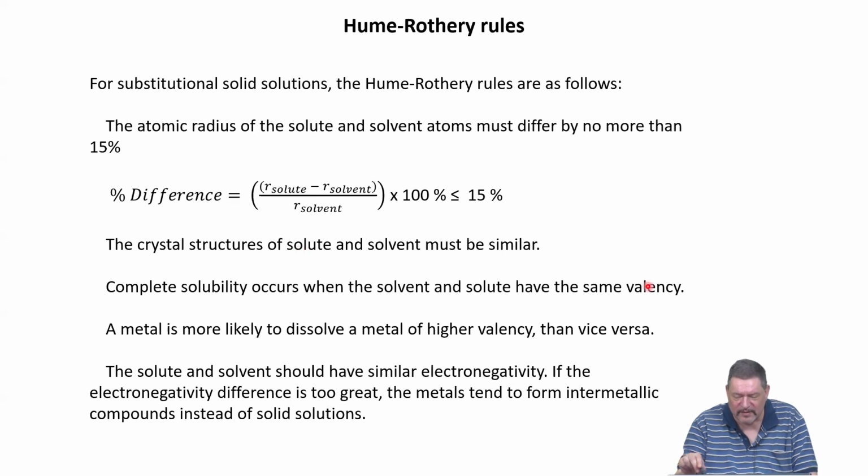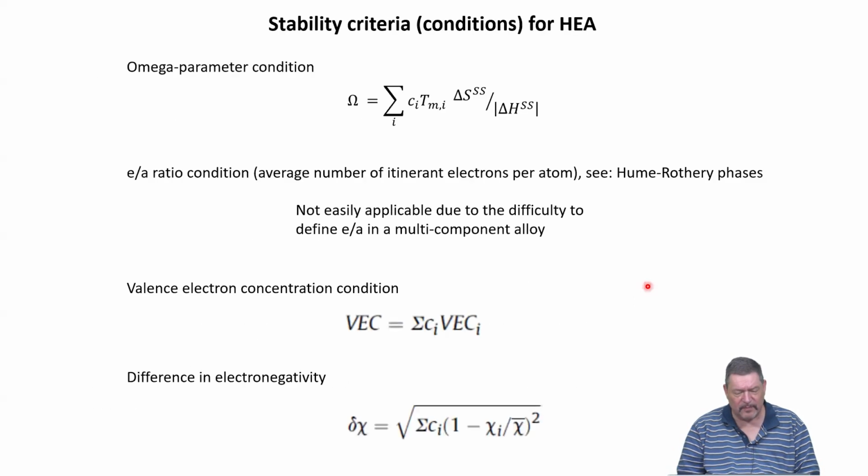And then the same valency of the solute and solvent is also helpful in order to create solid solutions, as well as similar electronegativity, because otherwise you get directed bonds. So coming from Hume-Rothery rules, people have thought a lot about different conditions on how to select elements to make high entropy systems.